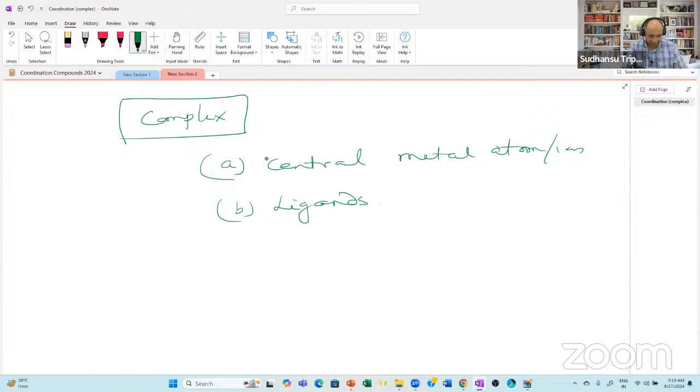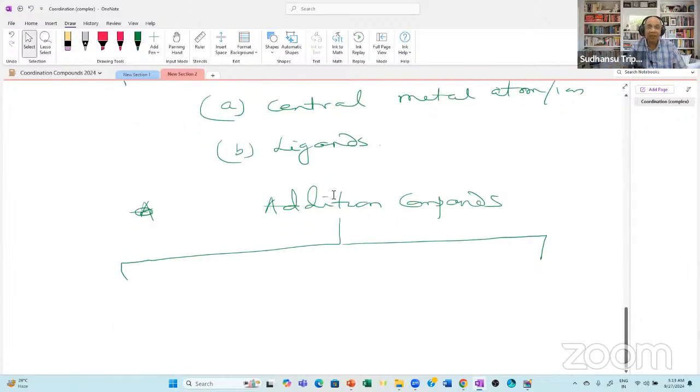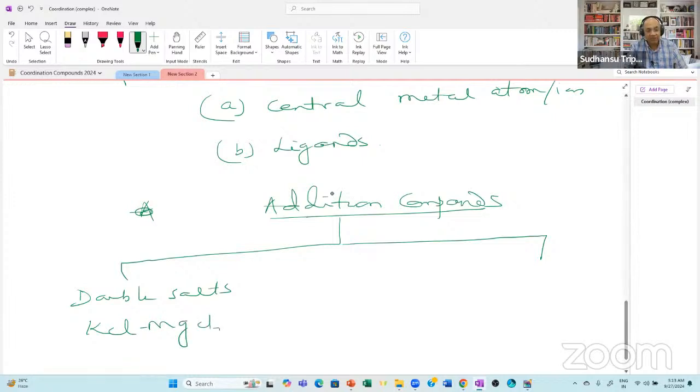Now, let us try to distinguish between the double salts, because when Werner prepared for the first time this very unique type of compounds, which he named as coordination compounds, it was previously called addition compound. Like we prepare a double salt by adding two salts and crystallizing, for example, carnallite, KCl, MgCl2, and 6 water.